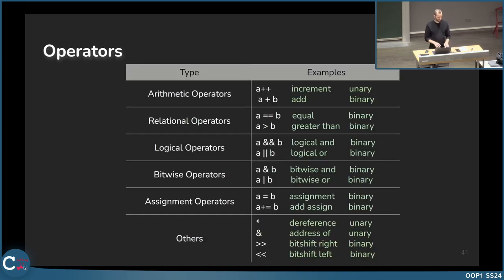Okay, then maybe the question occurs, which operators can be overloaded? And there are many operators. Arithmetic operators like the plus, the add symbol, the equal symbol, the greater than, lower than, of course, all the relational operators. These are just a few examples here. Logical operators can be overloaded. Bitwise operators can be overloaded. Assignment operators or add and assign operators. We could also overload dereference operators, address of operators, bit shift operators, and so on.